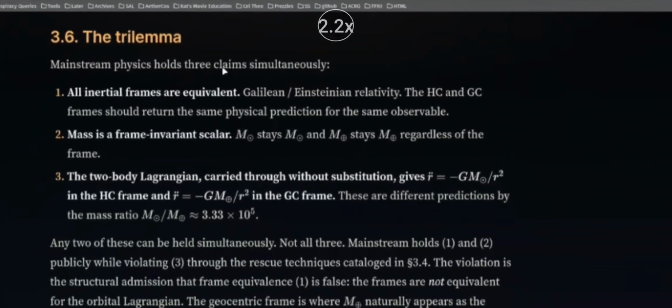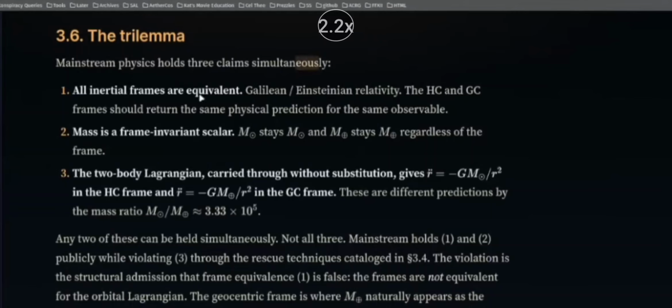Mainstream physics holds 3 claims simultaneously. 1, all inertial frames are equivalent, Galilean/Einsteinian relativity. The heliocentric and geocentric frame should return the same physical prediction for the same observable. 2, the mass is a frame-invariant scalar. This is what I was talking about earlier, where your starting mass under transformation has to be the same. In order to get GOC and heliocentric equivalent, they have to start with GM included together, where Earth's M just cancels out and it becomes the Kepler ratio that they always started with. But in any case, the mass sun stays mass sun, and mass Earth stays mass Earth, regardless of the frame.